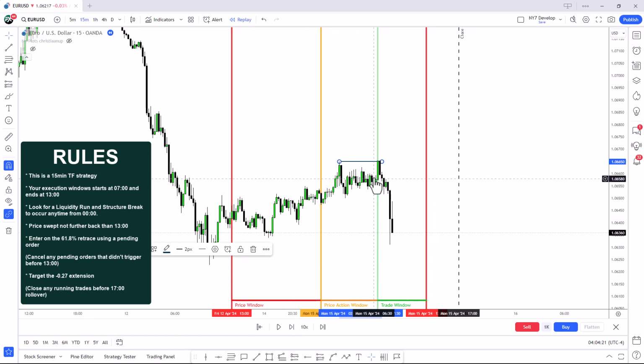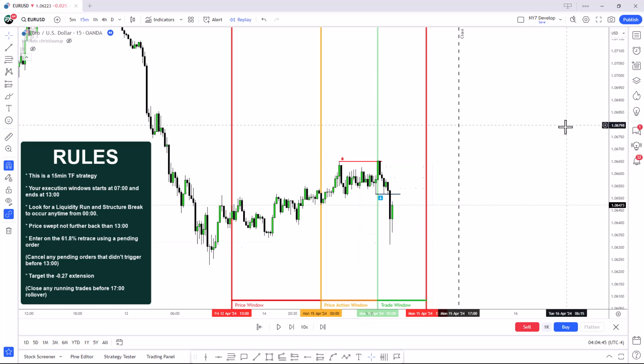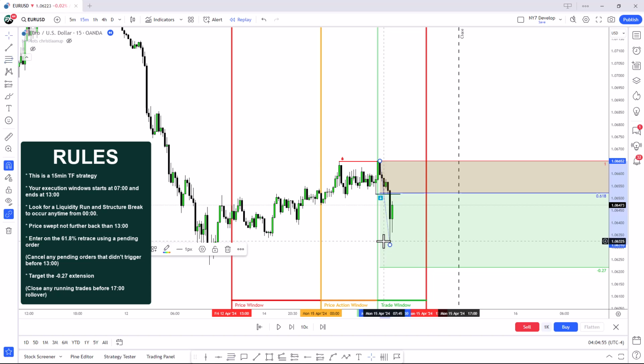And then we also have the structure break. So let me just mark that off. So this satisfies our rules. We got the stop run and we have the structure break. And what we are looking for now is the market to return back to the 61.8% where you place your pending order, and then we target this fib extension, which also happens to be right at this liquidity low.